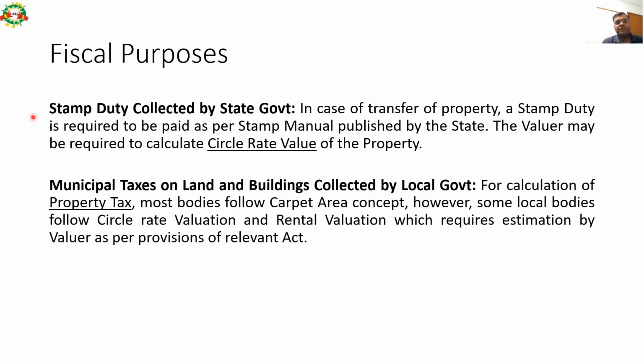Next purpose under fiscal purpose category could be doing valuation for stamp duty collected by the state government. In case of transfer of property, a stamp duty is required to be paid as per the stamp manual published by the state. The valuer may be required to calculate circle rate value or government rate value of the property. Municipal taxes on land and building are collected by local government. For calculation of property tax, most bodies follow the carpet area concept. However, some local bodies follow circle rate valuation and rental valuation concepts, which require estimation by the valuer as per provision of the relevant act.